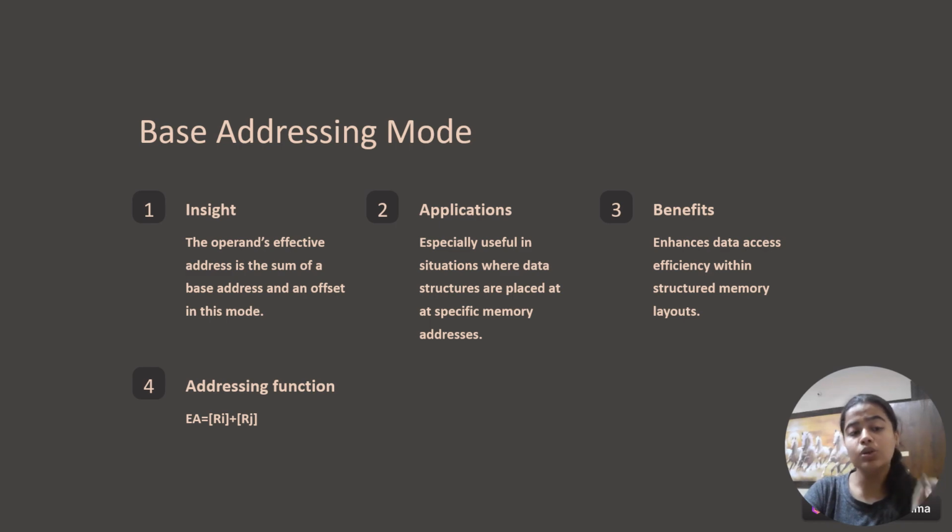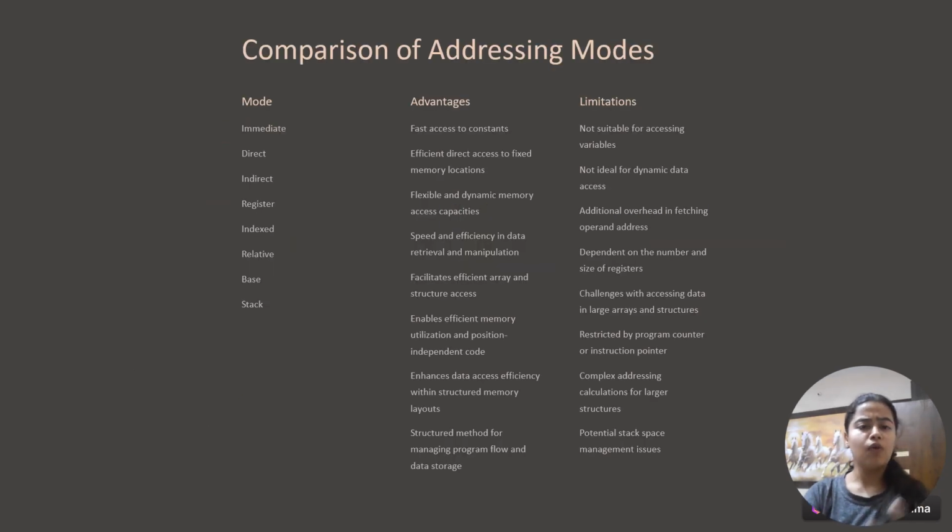So wherein, as I told you, the base address is required and the effective address of the offset is required. Coming to the comparison of overall types, as I told you, we have immediate, direct, indirect, register, index, relative, base, and the stack. Immediate, as I told you, provides faster access to your constant. But it fails as it is only for constants, not for variables. So that is why it's limited for us.